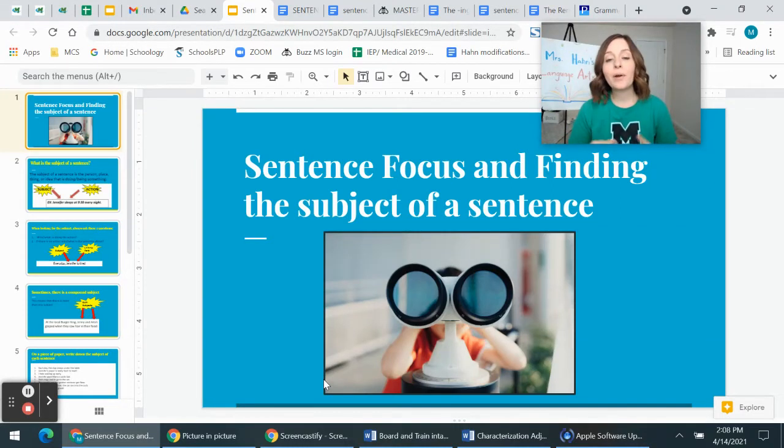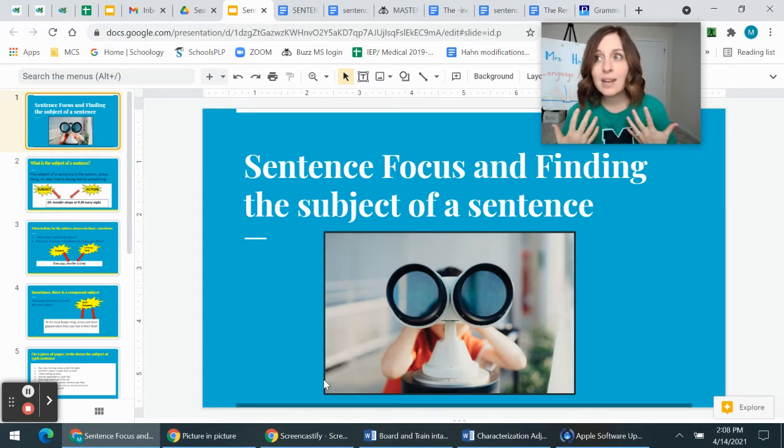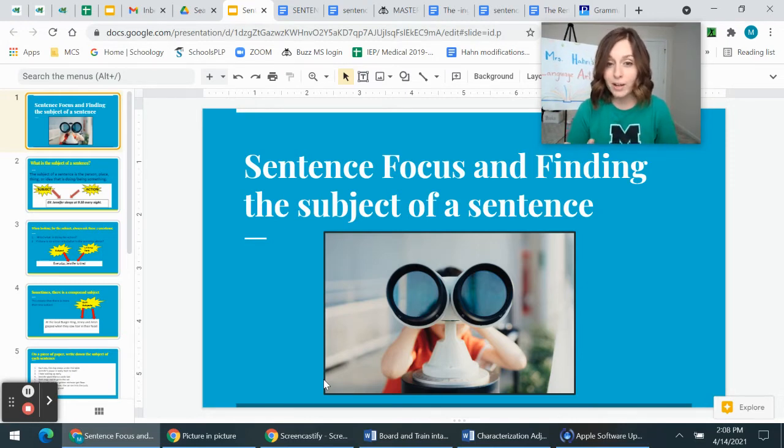Hey everybody, today we're going to be learning about sentence focus and finding the subject of a sentence. Once we can find what the subject of a sentence is, then the sentence will seem more focused and easier to understand, more clear for us. If we are writers and we are writing a sentence, we need to have a very clear subject of that sentence so that our writing is focused and clear. Let's start by identifying what the subject of a sentence is.